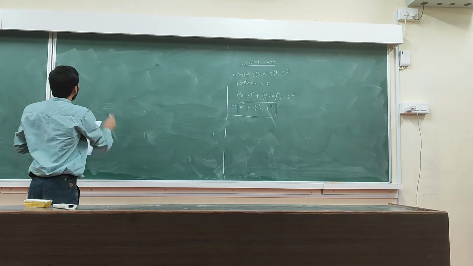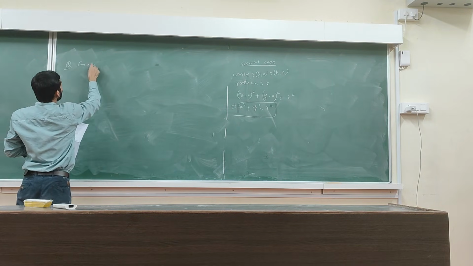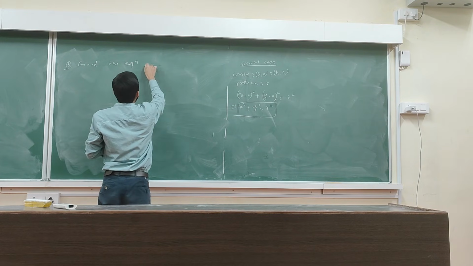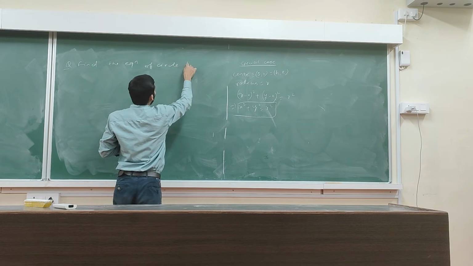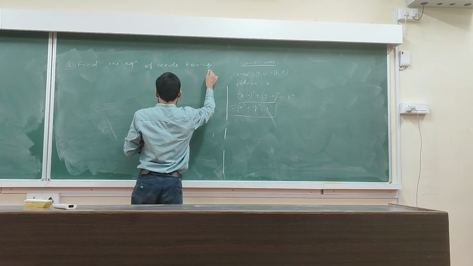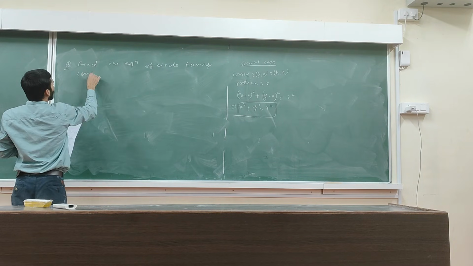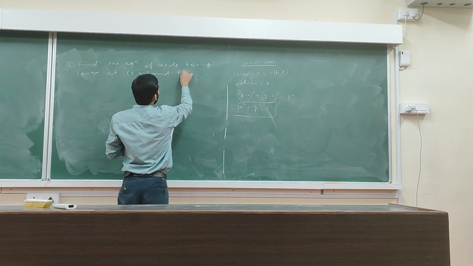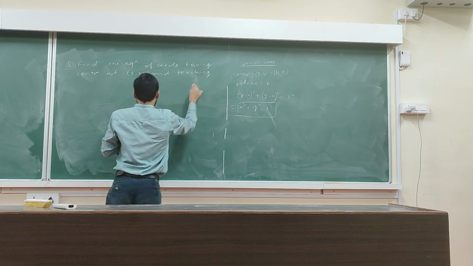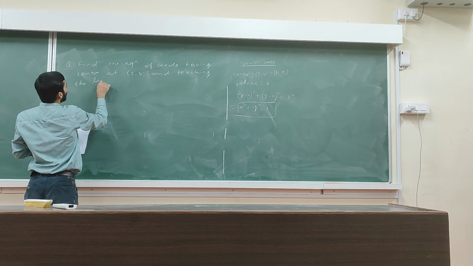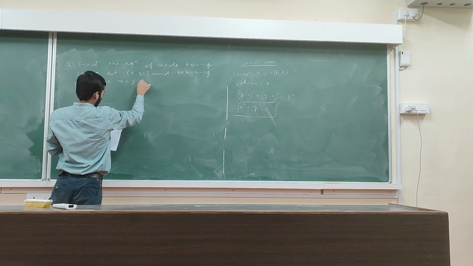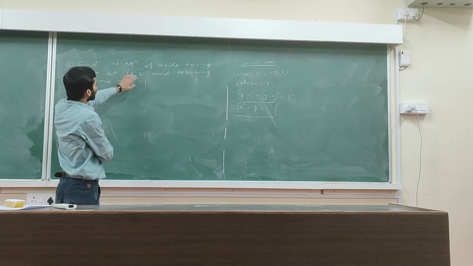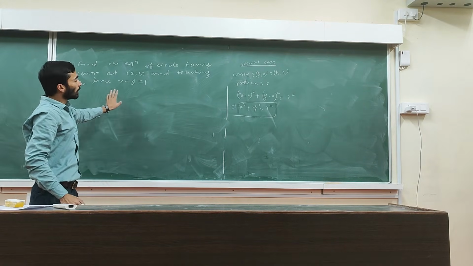So what is the question? Find the equation of circle having center at (2, 3) and touching the line x + y = 1. So we have to find the equation of this circle where the center is given and the radius is not given.